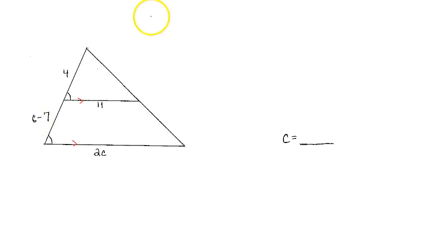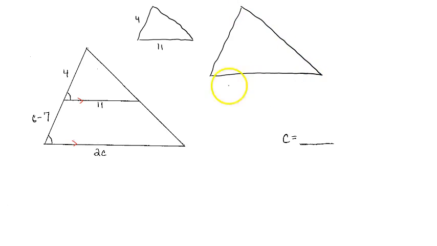This is a case where I actually have to draw my two triangles out separately. Here's my small triangle. I have 4 and I have 11. But my big triangle looks like this, has a side length down here of 2c, and the side length here, this entire side, is c minus 7 plus 4. Segment addition, which when I combine my like terms is c minus 3. That's this side length. Now I can set up my ratios because I can compare my corresponding sides.